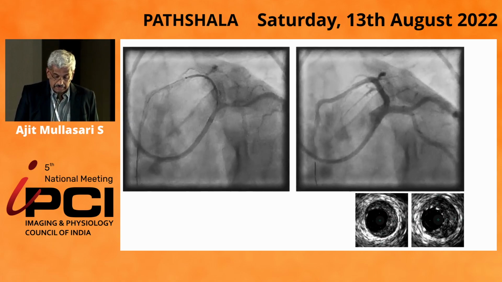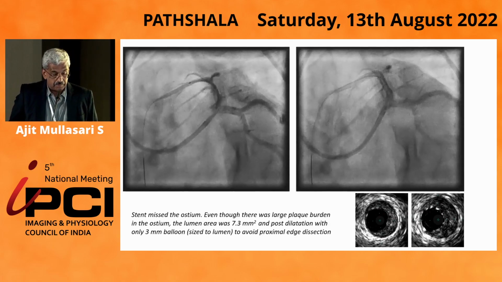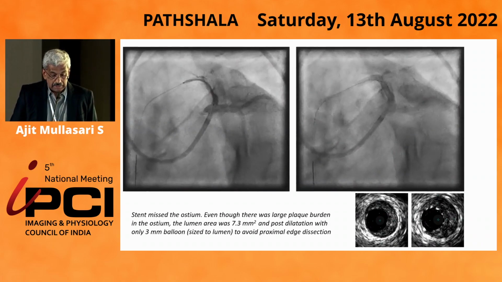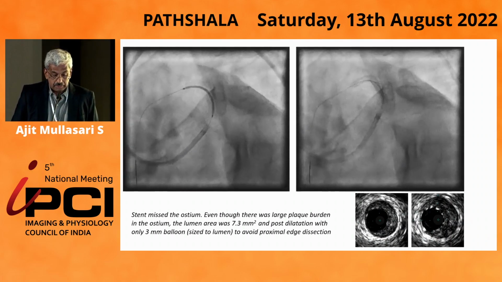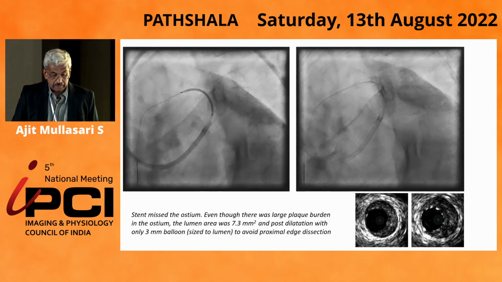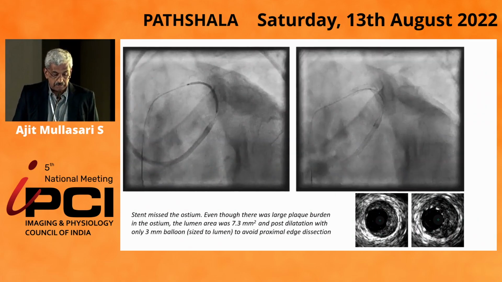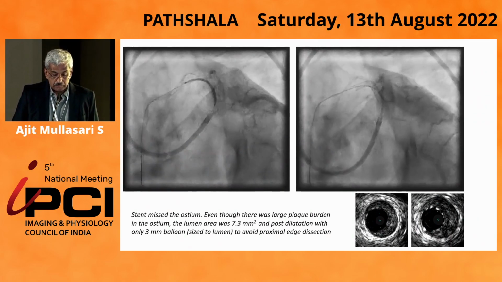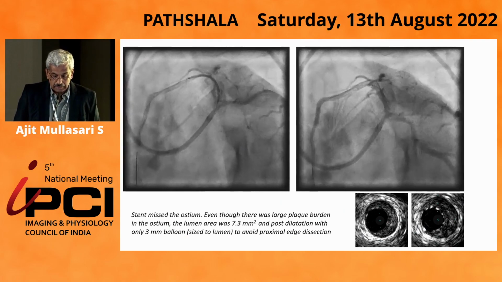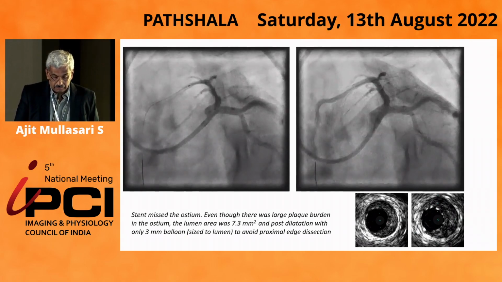And you can see that the problem was that we missed the ostium. There was a large plaque burden in the ostium. The lumen area was 7.3, and for the post-dilatation, we only went up to a 3 millimeter balloon, sized to the lumen to avoid a proximal edge dissection.